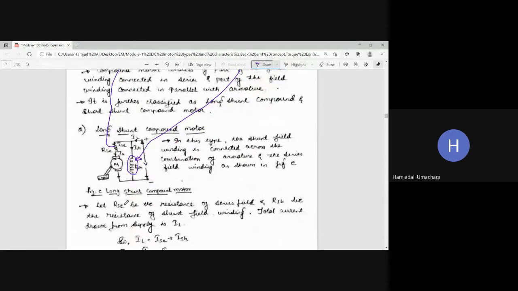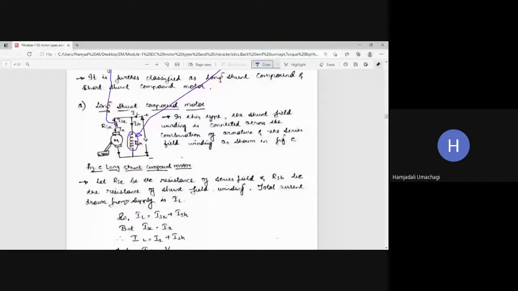And then we'll see the labeling of the machine. Let RSC be the resistance of the series field winding. So this is RSC, which is nothing but the resistance of the series field winding. RSH is the resistance of the shunt field winding. And it will have its own armature resistance RA, and its own back EMF EB. All these things you need to represent there. Let RSC be the resistance of the series field, RSH be the resistance of the shunt field winding.